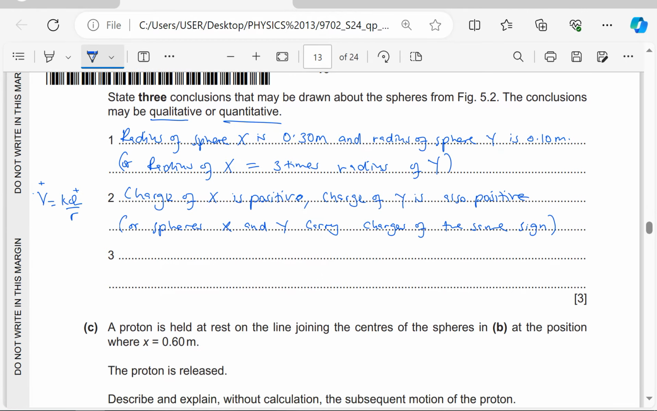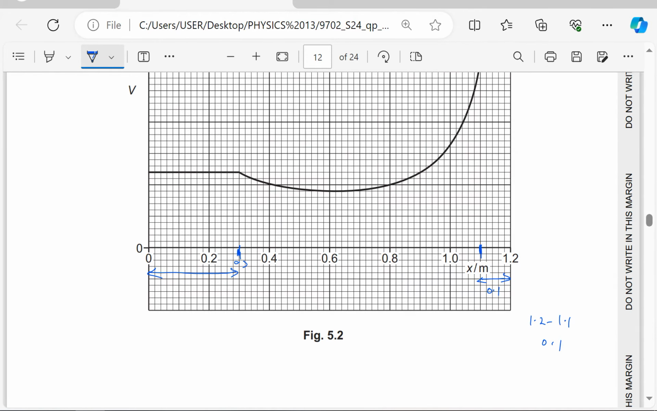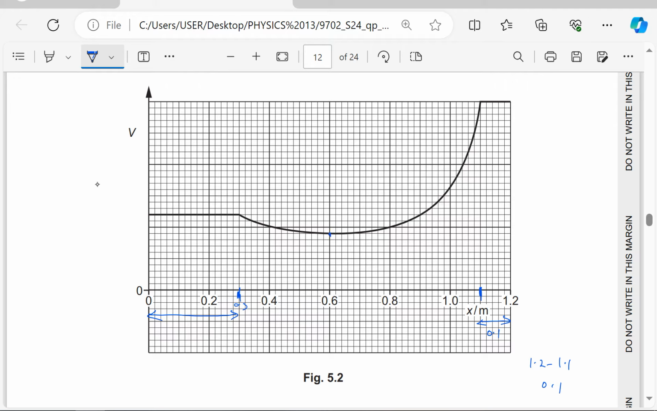The other one I can talk about is the magnitudes. Let me check the magnitudes of the charges. I think the magnitude is the same because the potential is minimum at the center between the two charges. If the potential is minimum at the midpoint, remember at the midpoint the distance r is the same. So if the total potential is minimum at the midpoint, it is only because the charge on the two spheres is the same. So let's check. Where is potential minimum? We notice that potential is minimum here, which is at a distance of 0.6 meters from each of the centers.